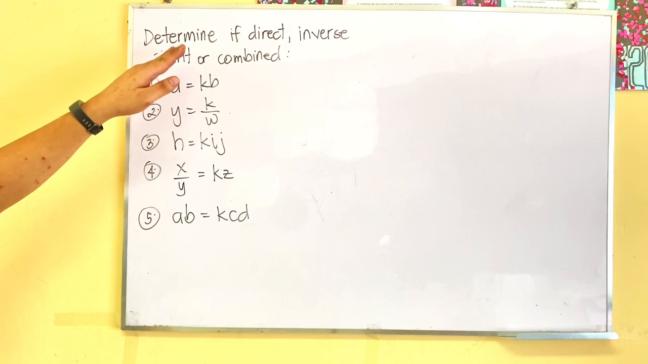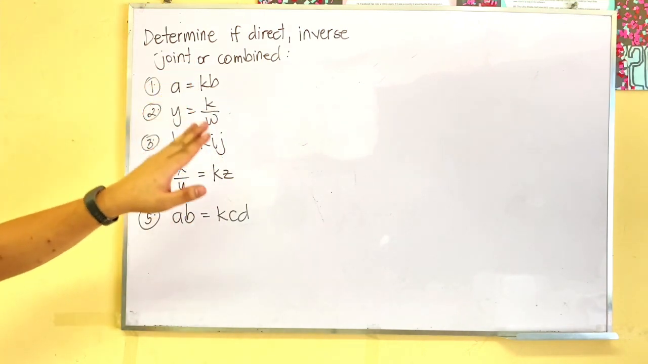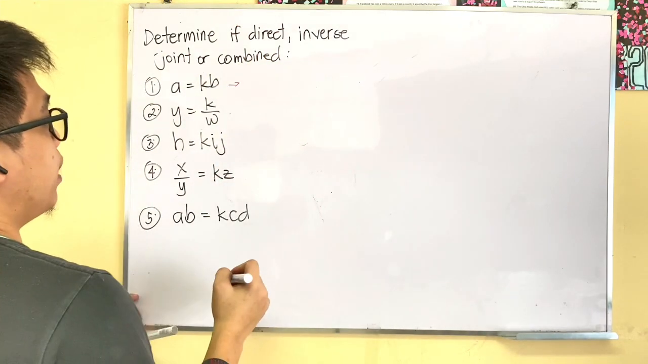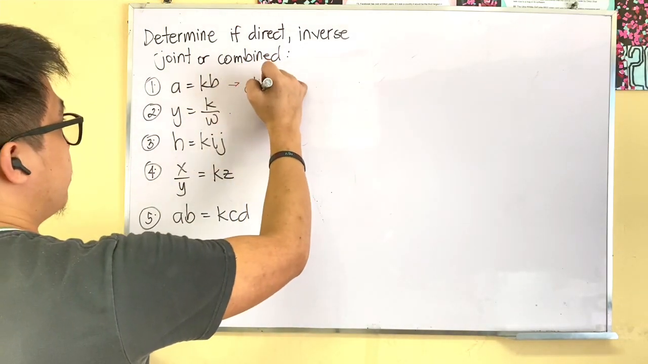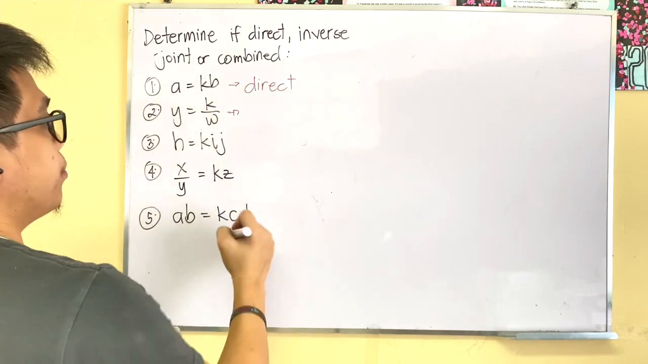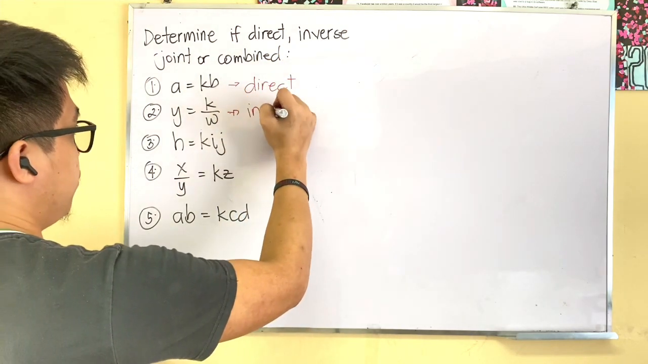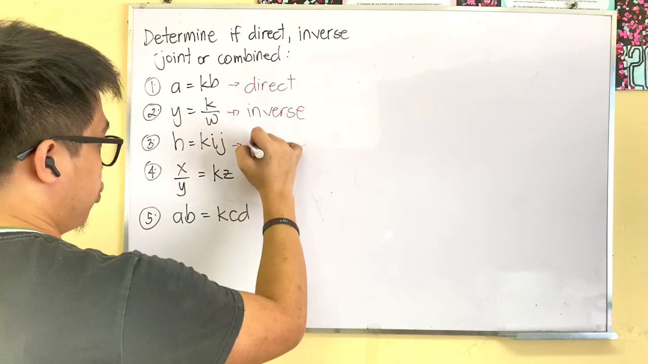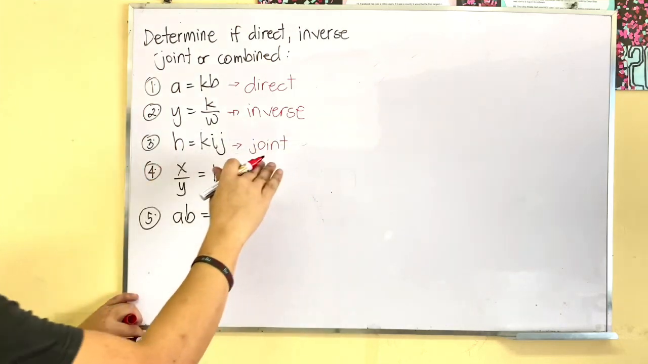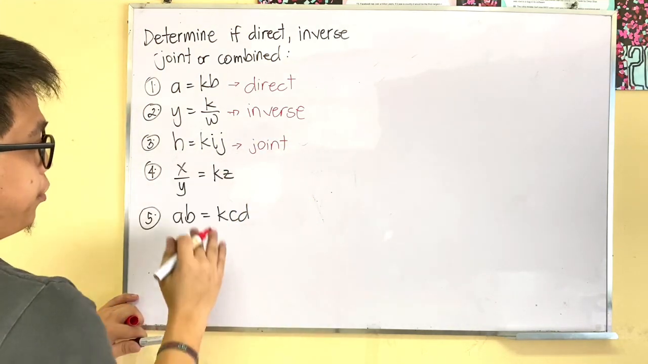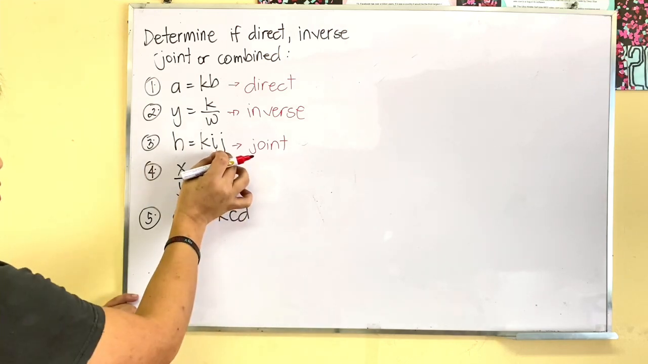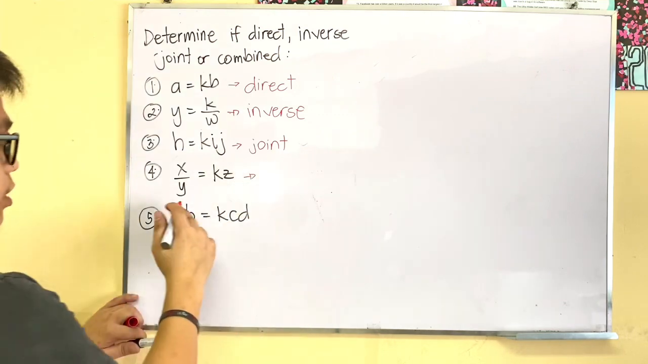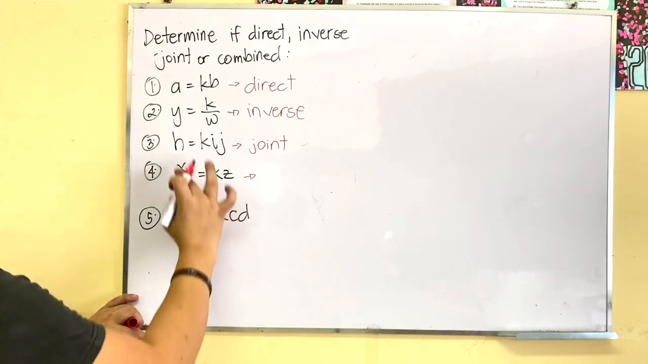Okay, now we need to determine if the given numbers are direct, inverse, joint, or combined. So first, itong number 1, kung makikita nyo, napakasimple, direct siya. Next, itong number 2. So, siya is inverse. Tama. Number 3, siya ay joint. So, makikita nyo, wala namang over or walang denominator. And, meron tayong tatlong variables, H, I, and J. Next one, X over Y is equal to KZ. Kung makikita nyo, meron tayong fraction.